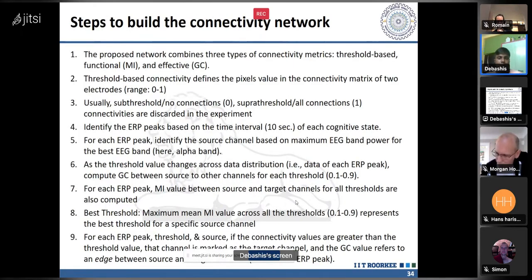It is based on three connectivity matrices: one is the threshold matrix, the second is the functional matrix, and the third is the effective connectivity matrix. In the first, the threshold based connectivity is defined based on a connectivity matrix ranging from 0 to 1.